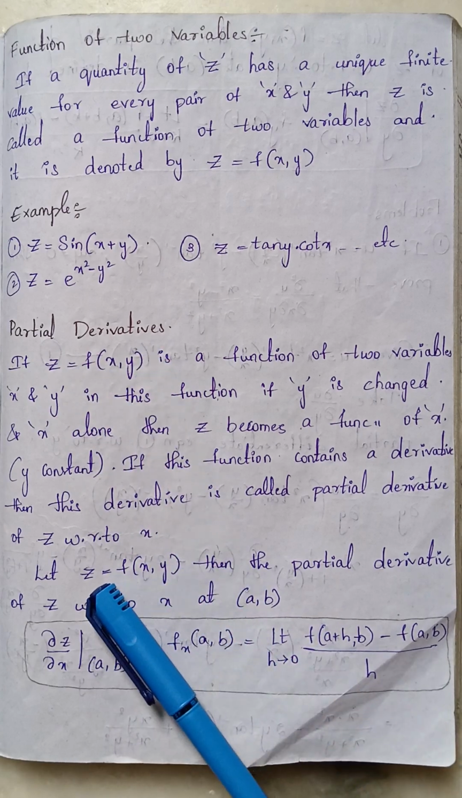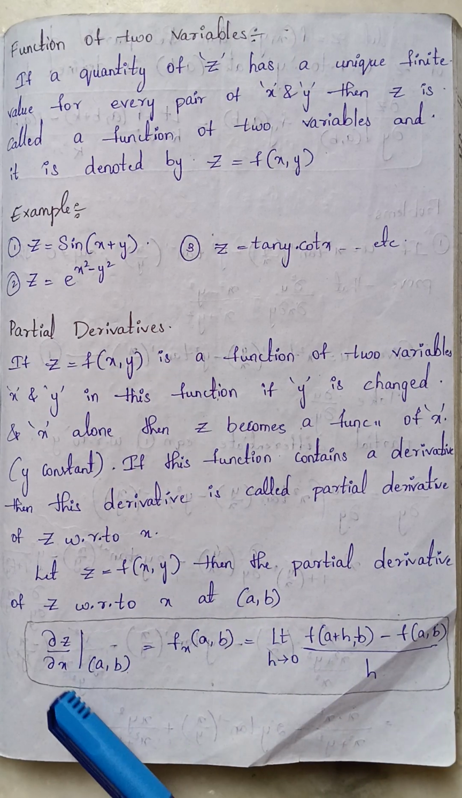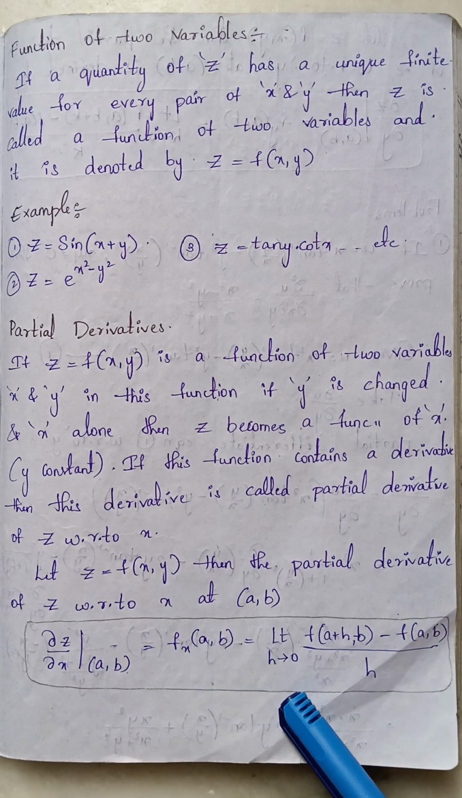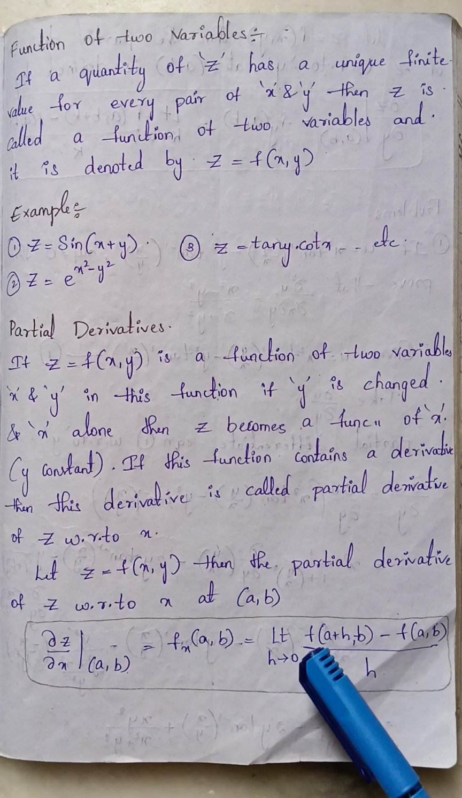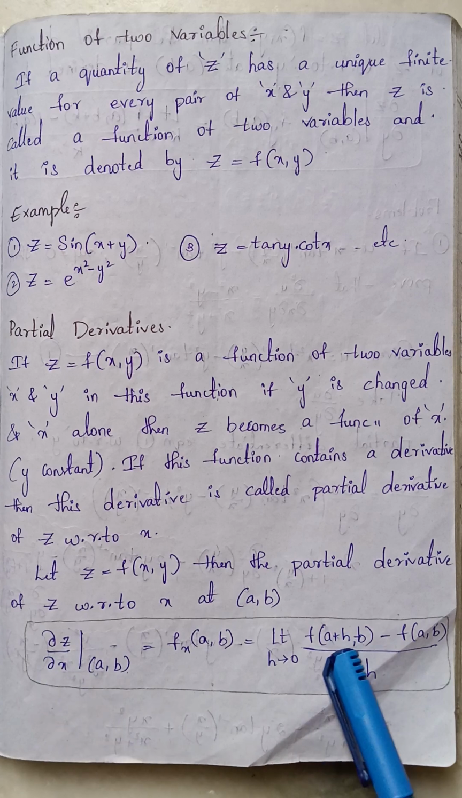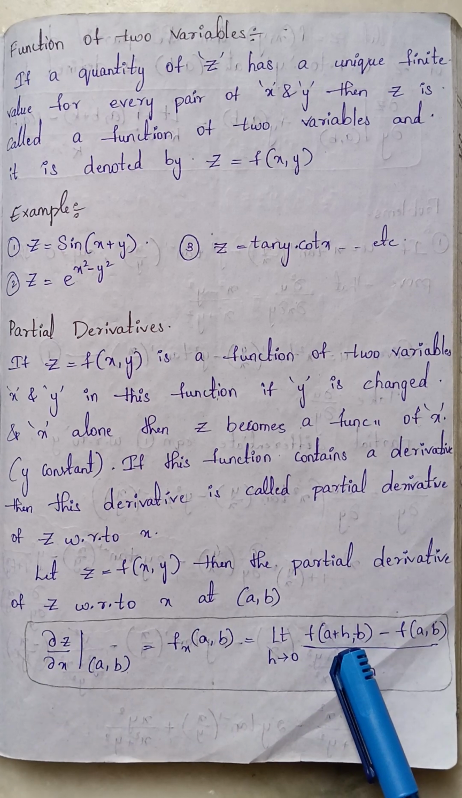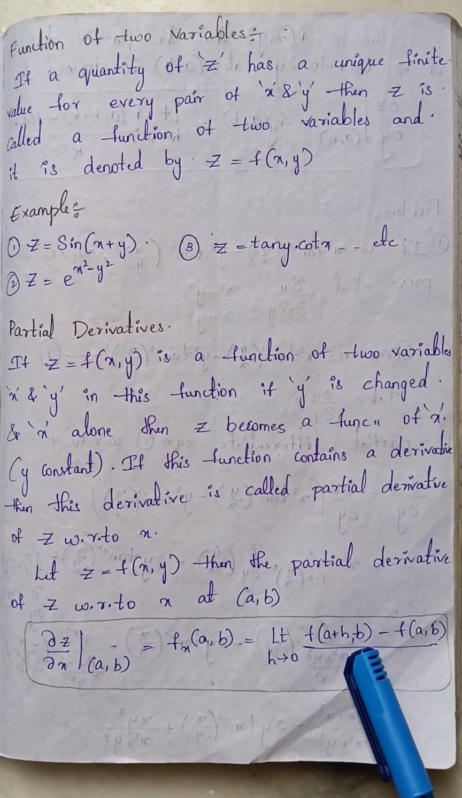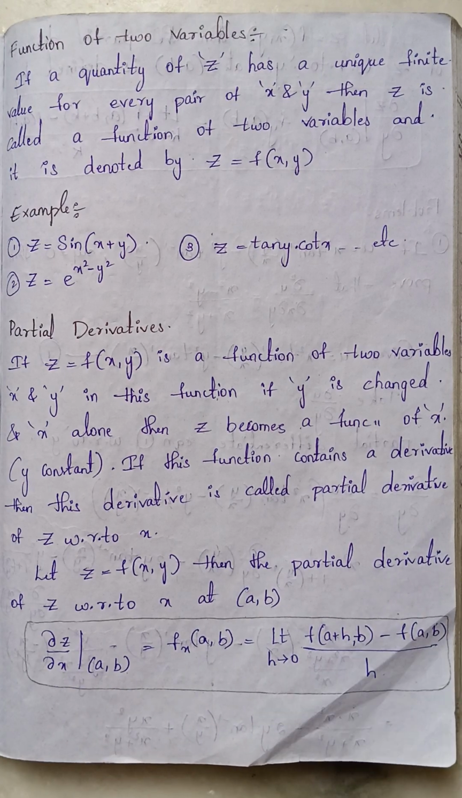Now, the partial derivative of z with respect to x at any point (a, b) is denoted like this. And how can you represent it in terms of limits? It is the limit as h tends to 0, where we change only x, that's why we have a plus h. b is constant, that means the y term is constant here, so we take b as it is, minus f of (a, b), by h.